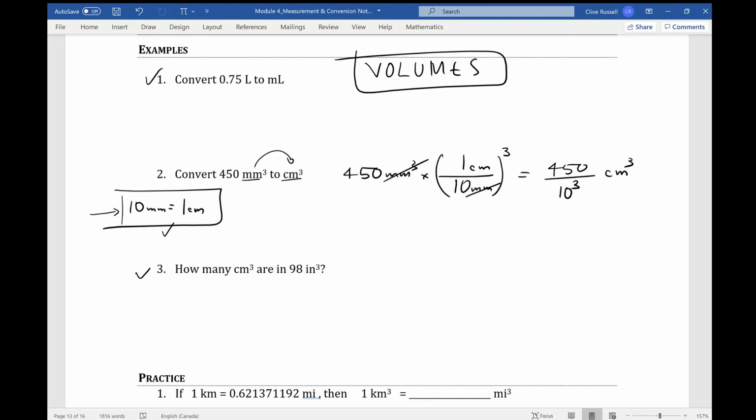And if you were to multiply this out, you're just going to get 0.45 centimeters cubed. You see, 10 cubed is 1,000, so we divide by 1,000, move the decimal place 3 places to the left, and you get that. Okay? Now, our original measurement has 2 significant digits. The conversion also has 2, so that's as far as we go.